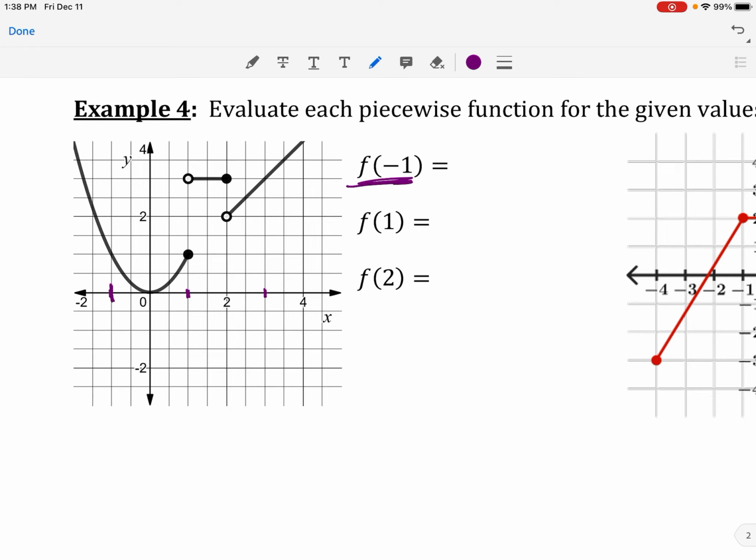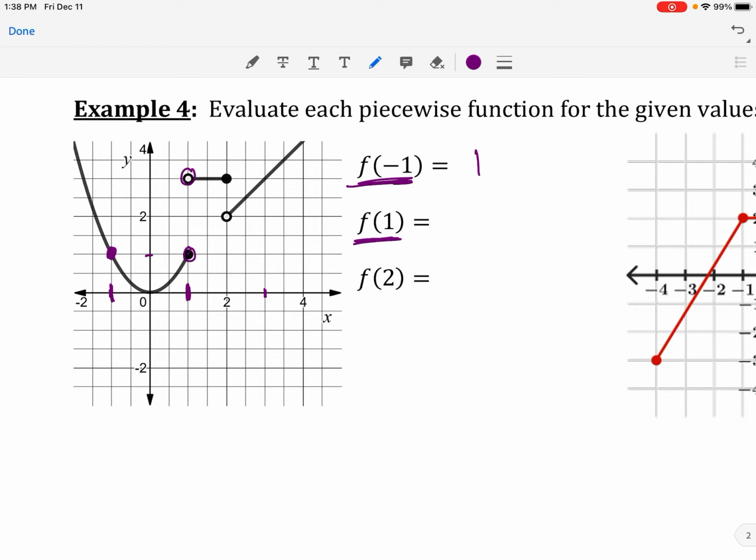And then we follow it up or down to our function. So follow it up until we get to the function, which is right here. And then we just write down the y value, which looks like it's positive 1. Same thing on the next one. We go to f of 1. So go to x equals 1 on the x-axis. Right here, follow it up to your function.